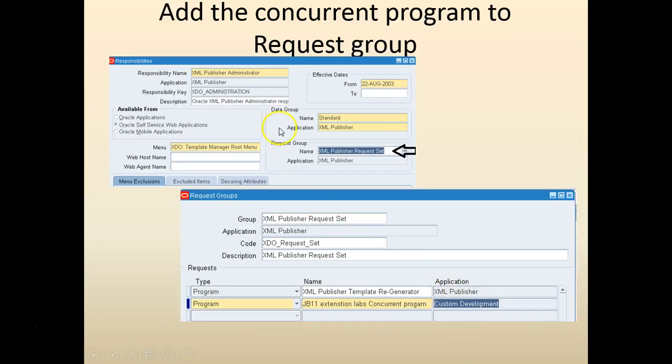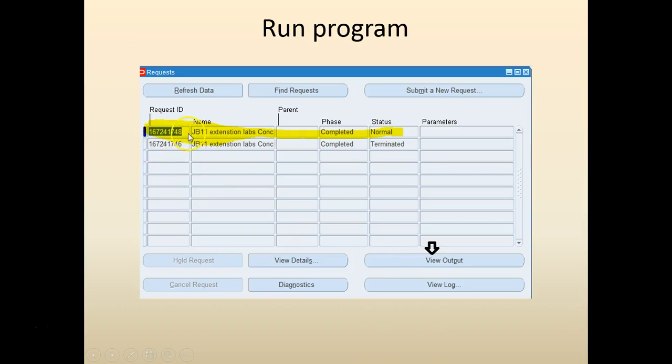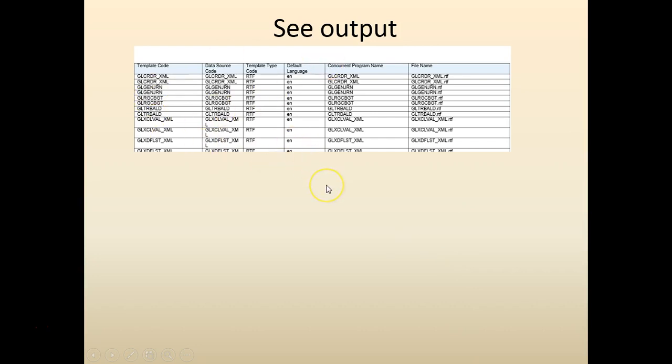Now I'm going to add the program to a request group. For simplicity, I choose XML Publisher. I'm going to find which request group I need to add it to, so I'm adding my program to my request group. Then I'm switching to the responsibility and I'm going to run the request. You can see that the layout is automatically populated. Click Submit. The job is completed, and you can click Output. You would see the PDF output.